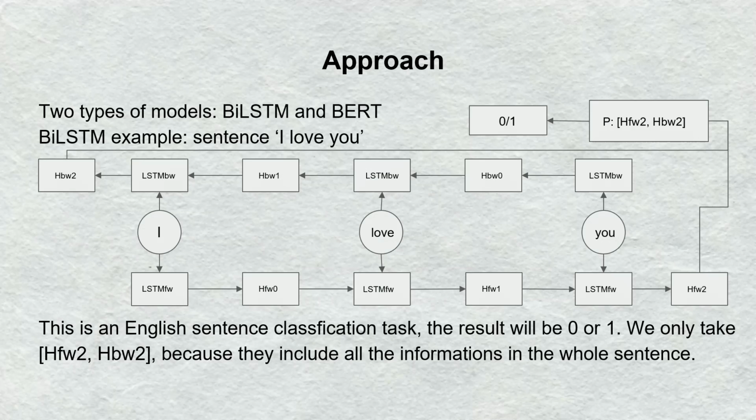We use two different models. One is a special form of RNN model, the BiLSTM. Another one is the combination of BERT model plus BiLSTM model. In the example of the BiLSTM model, we can see there are two hidden layers, one forward and one backward. Because the task is an English text classification task, we only take the two final cells as the output.